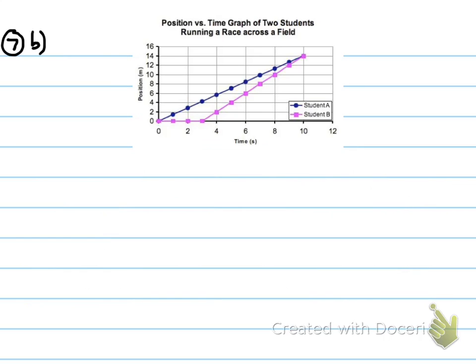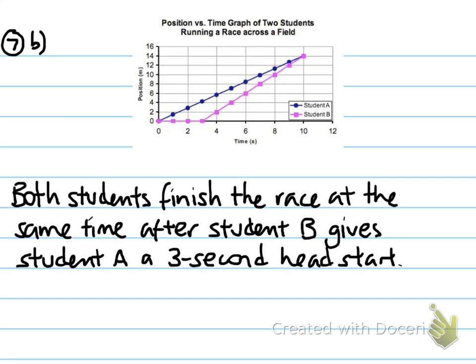Okay, for the next few questions, I'm not going to go through and explain every single one. I'm just going to display the answer on the screen, and you can pause the video if you're not sure exactly what's going on, and just peruse those on your own. Okay, so here's B. Both students finished the race at the same time after student B gives student A a head start of 3 seconds.